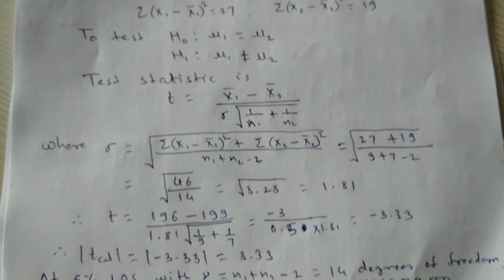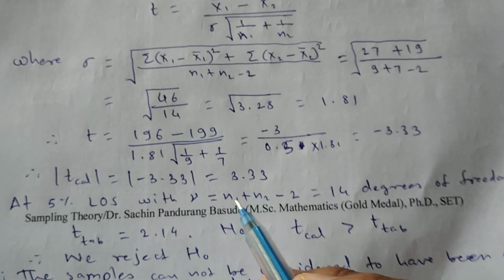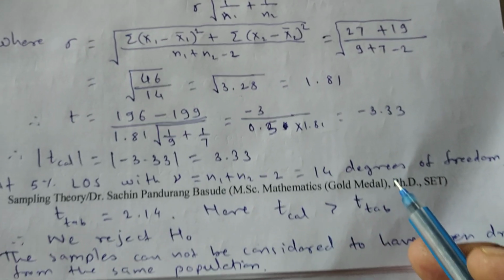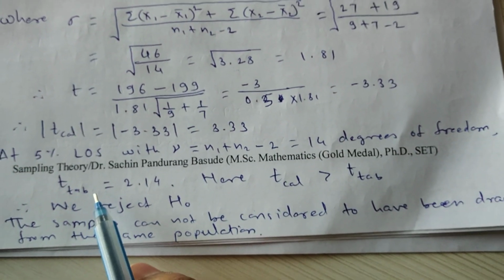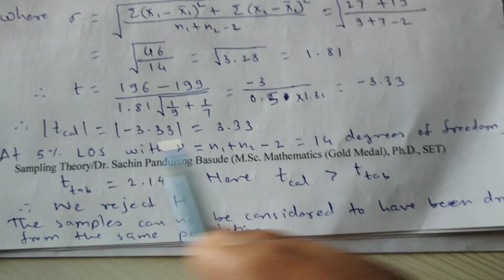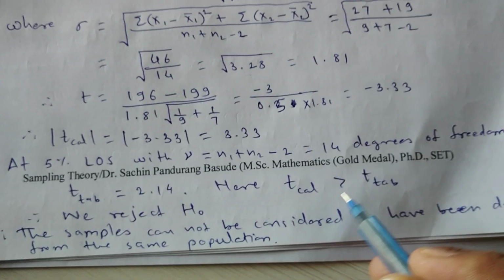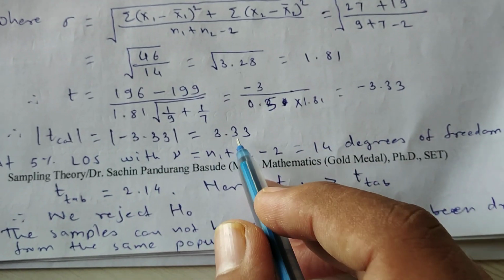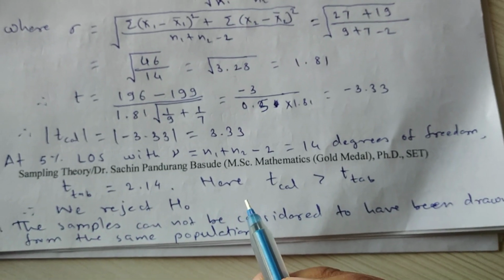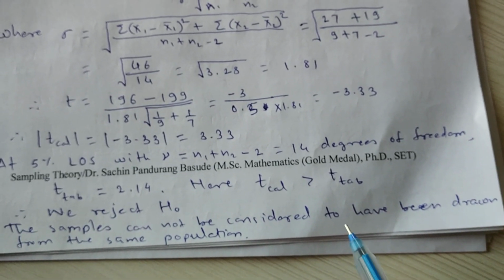Now here the level of significance is not mentioned, so consider the level of significance at 5% with degrees of freedom n1 plus n2 minus 2, which is 14. So from the table you will get this value. So t tabulated is 2.14, that is at 5% level of significance with 14 degrees of freedom, the value of t is 2.14. So here this calculated value is greater than the tabular value. Therefore we reject H0, and rejecting H0 means the samples cannot be considered to have been drawn from the same population.